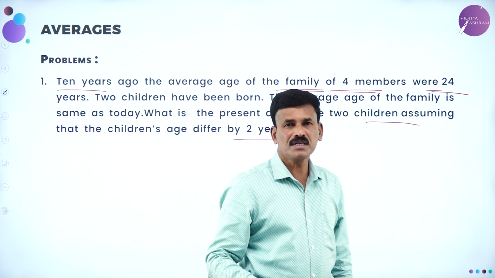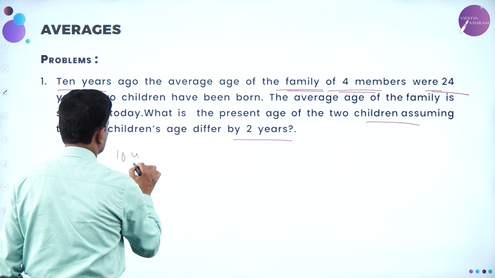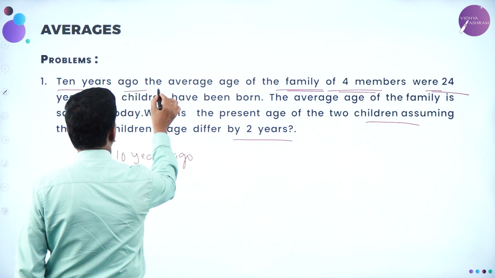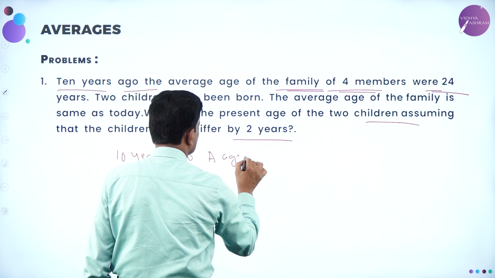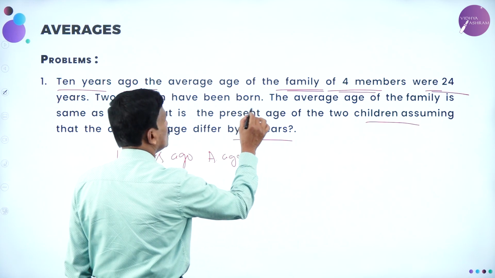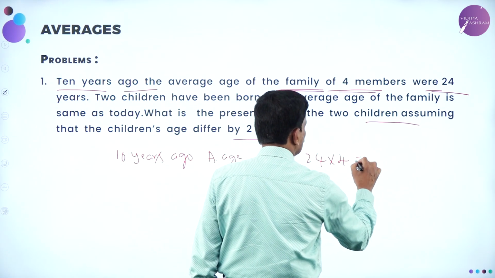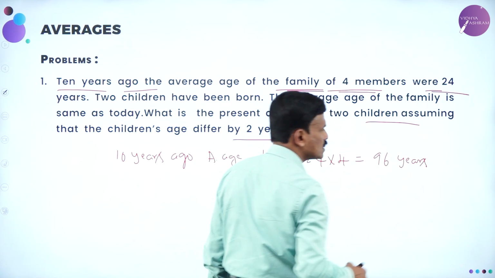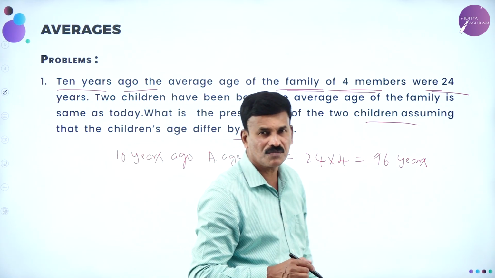Okay, now what is given? 10 years ago, the average age of 4 members was 24, so the total is 24 into 4, which is nothing but 96 years. 96 is the total age of the 4 members of the family. This is the first point given.